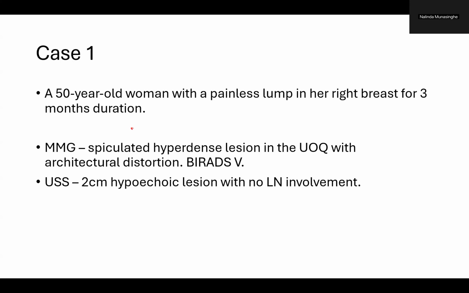So the next imaging would be the ultrasound scan. It's a very focused assessment, and the measurement of the cancer lesion is also very accurately done with the ultrasound scan rather than the mammogram. It has showed a lesion of 2 centimeters, and when they see the axilla, there were no suspicious lymph nodes in the armpit. And we have done an image-guided core biopsy, and it has showed an invasive breast cancer, NST.